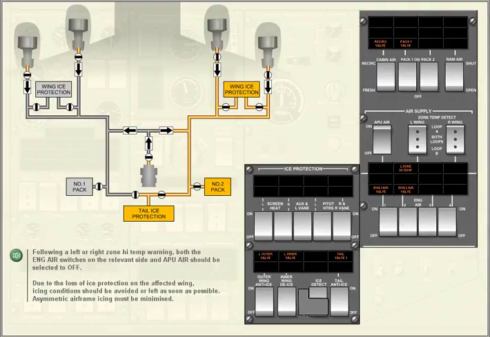Following a left or right zone high temp warning, both the engine air switches on the relevant side and APU air should be selected to off. Due to the loss of ice protection on the affected wing, icing conditions should be avoided or left as soon as possible. Asymmetric airframe icing must be minimized.